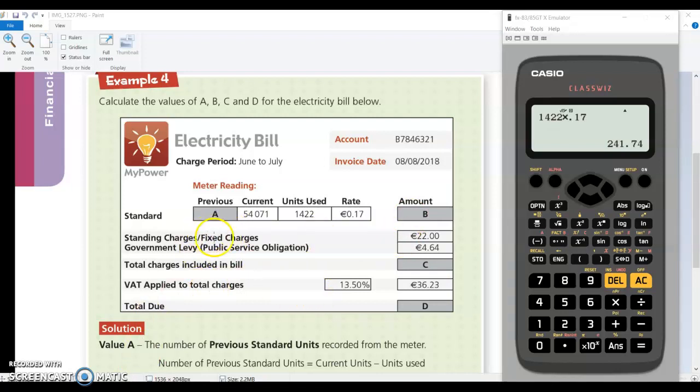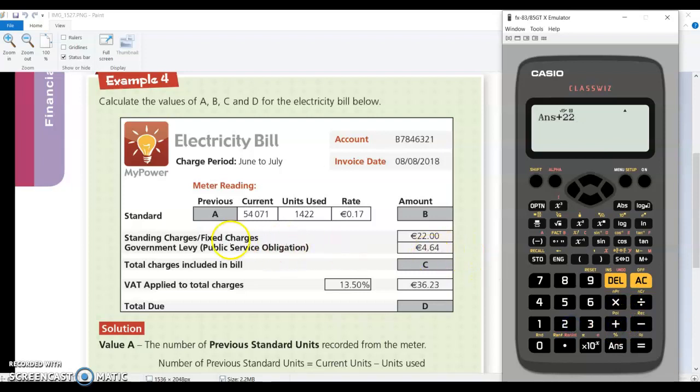So then I've got standing charges or fixed charges. So this €241, that's the charge for the electricity I actually used this 2 month period. If you didn't use any electricity at all, you would still have to pay €22 fixed charges. And if you were to use 10,000 units, this €22 wouldn't change either. The fixed charge stays the same, but the point is you have to pay it. So it's going to be added on to your 241.74.